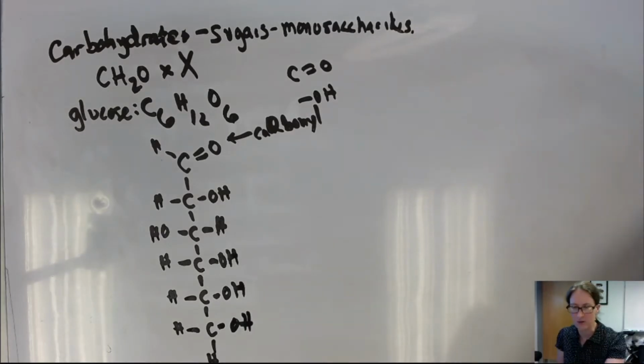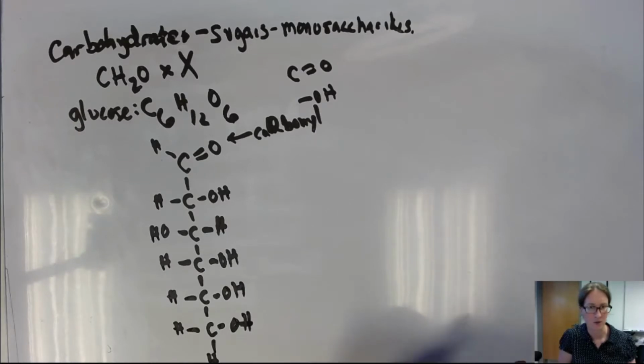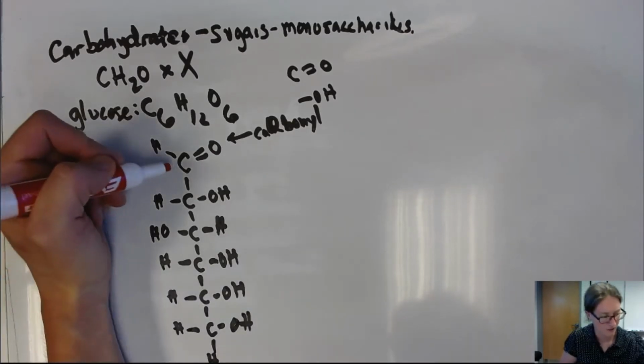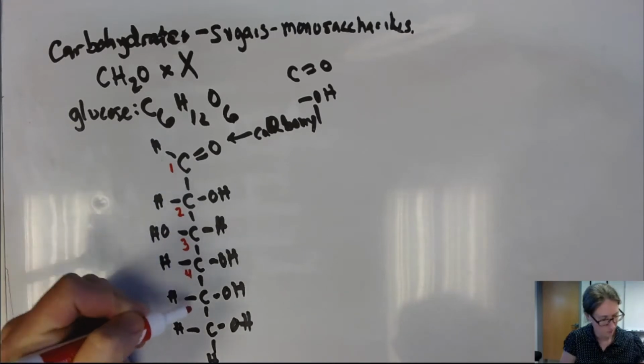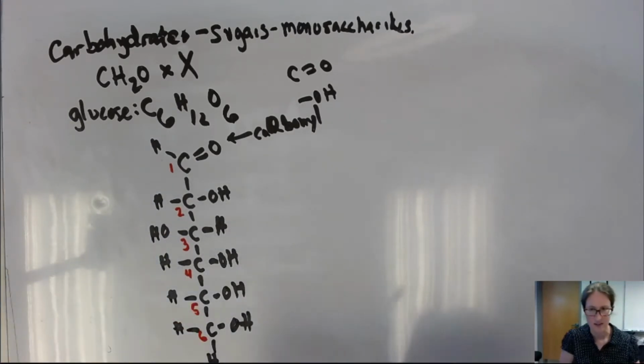One thing with these molecules is, we've got a whole bunch of carbons. We need to keep track of these 6 carbons. So we're going to number the carbons, and we're going to start the numbering with the carbon that has this carbonyl group hanging off of it. So here's 1, 2, 3, 4, 5, and 6.